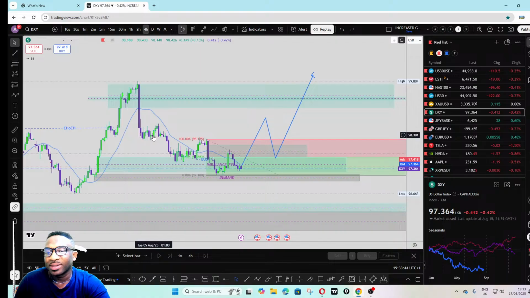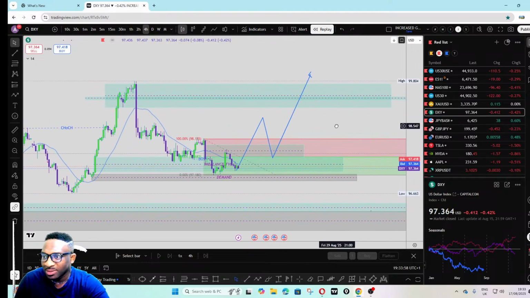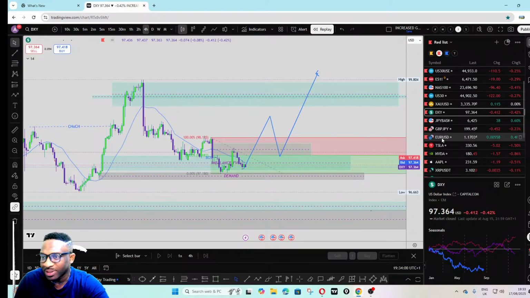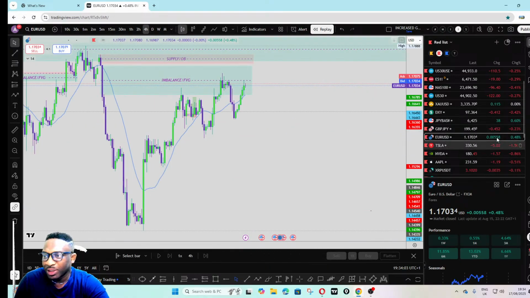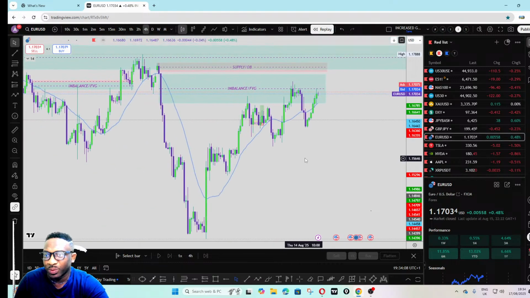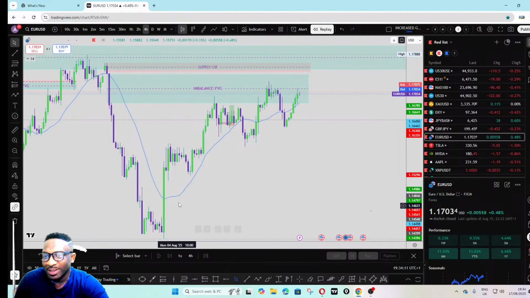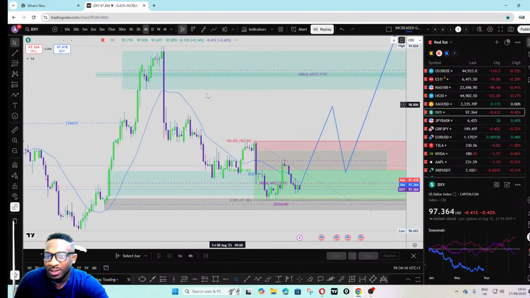So this is the dollar index. As we know, if the dollar index is going down, all the USD pairs should be more or less doing so. For instance, if we go on the EURUSD, we can see that it's more or less doing similar things. EURUSD is shooting up, whereas the DXY, the dollar index, is shooting down. So let's be on the watch out for that.